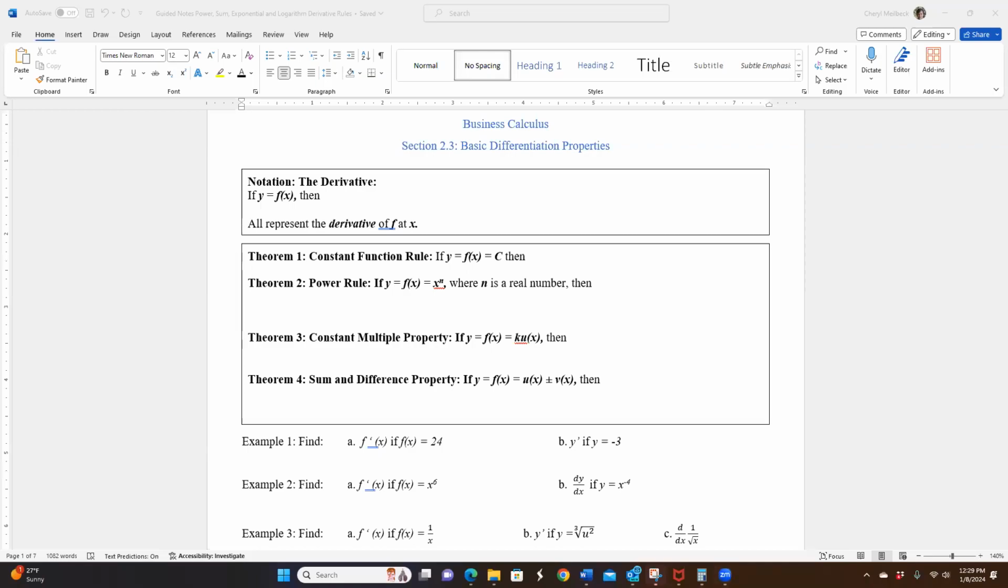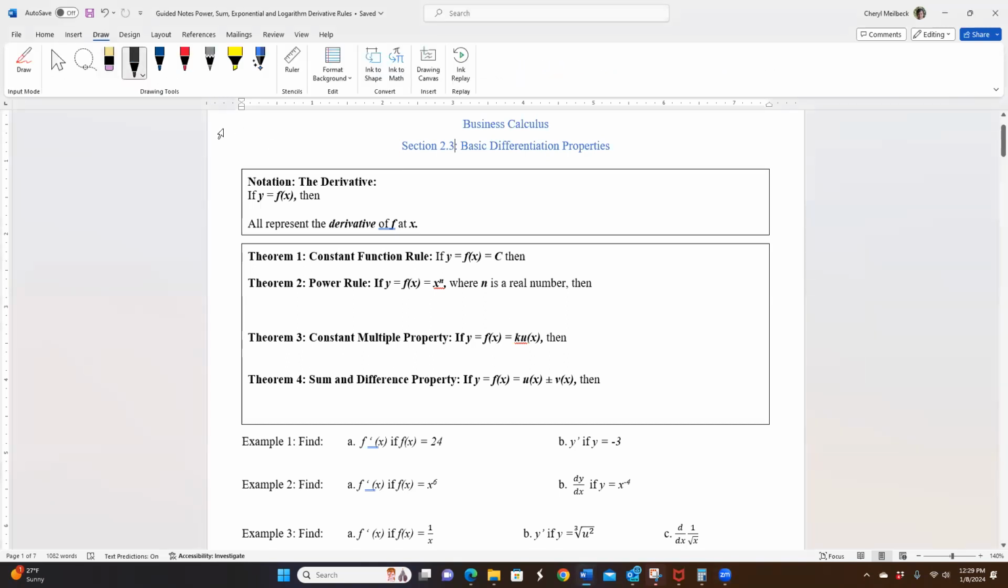In our last video, we defined the derivative as being the slope of the tangent line, the instantaneous rate of change, and the velocity. Now, we also used a long form of how you find the derivative. In this video, we are going to introduce shortcuts. The first thing we're going to do is look at notation.